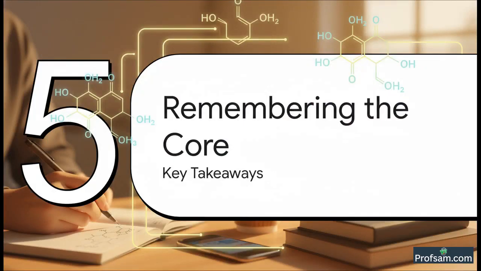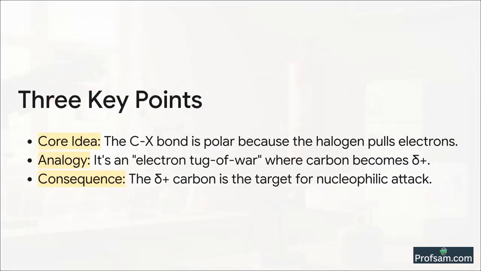Okay, so let's quickly recap the most important points from our discussion. If you can just remember these few things, you have fully understood this topic. So what are the 3 key points to take away? First, the core idea. The C-X bond is polar because the halogen is more electronegative and pulls the electrons. Simple. Second, the key analogy. Just think of it as an electron tug of war, where the poor carbon loses and becomes partially positive.